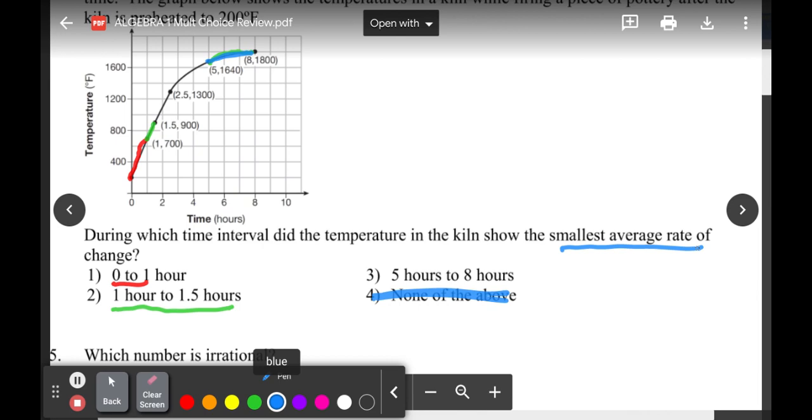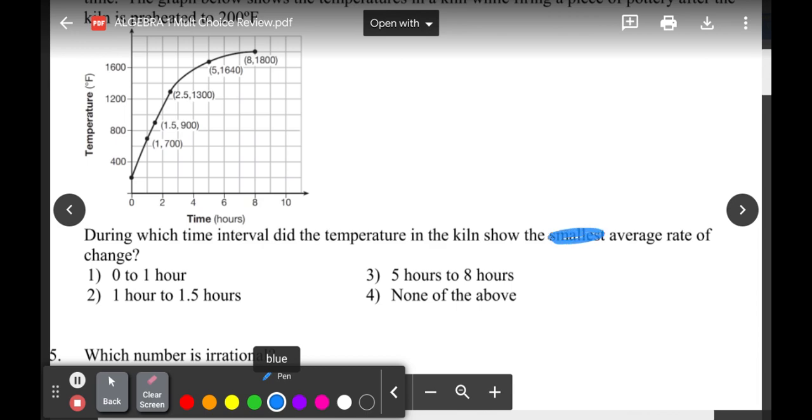Smallest average rate of change. Mason, what do you think? Mason says 3. Does everybody agree with that? Yes. Ms. Morrow, do you agree with that? I agree with that.